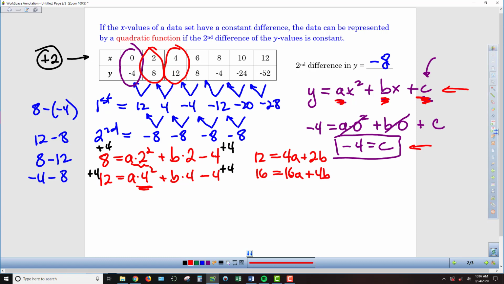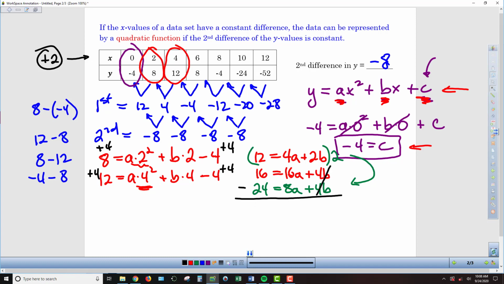I've just rewritten these equations so that it's a little bit more familiar for when we solve systems. And now I have to pick which of these variables I want to get rid of so that I can solve for the remaining variable, and then I can go back and figure out what the other one is. So I'm going to take this top equation and multiply it by 2 so that I get a match on the b's. So 2 times 12, 24, equals 2 times 4a is 8a, 2 times 2b is 4b. Now I have a match on the b's, and I'm ready to subtract these two equations to get those b's to disappear.